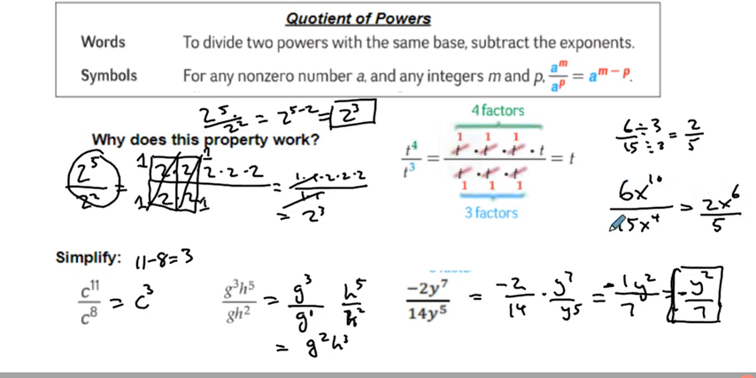You just basically simplify the fraction part the way you normally would, and then you do what we're reviewing with working with the exponents.